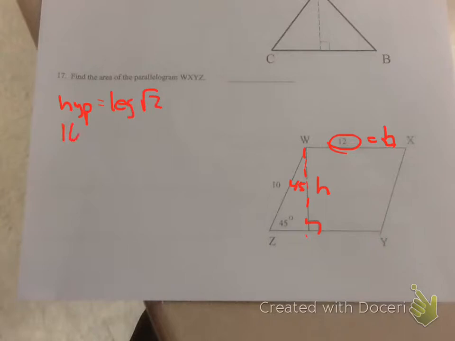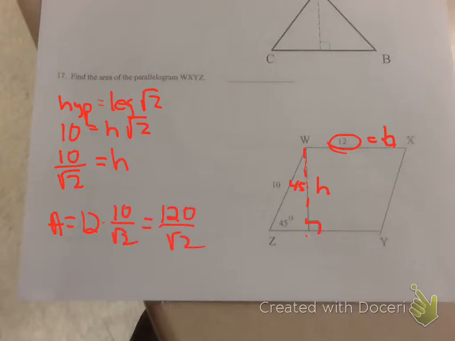That means that 10 is equal to h square root 2, or dividing by root 2, h is 10 over the square root of 2. Now you could simplify it, but we're going to convert it to the nearest tenth anyway, so we're not going to. So my area is the base of 12 times 10 over square root 2. That's 120 over the square root of 2. I'll pop that into a calculator and get an answer to the nearest tenth. 120 divided by square root 2 is 84.6.